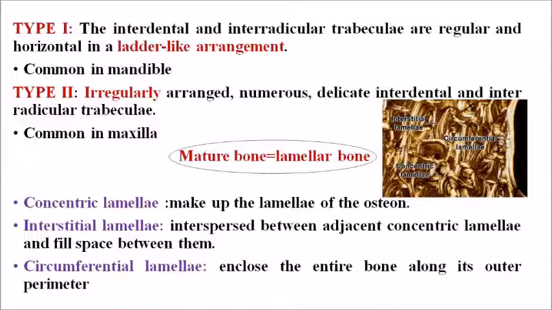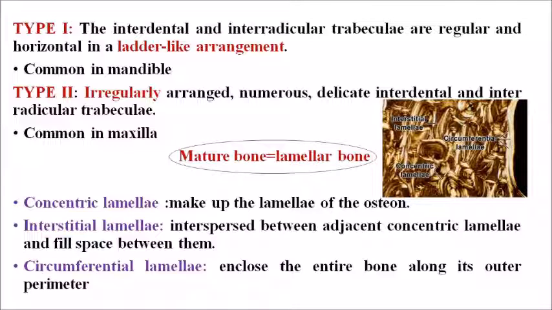Now I'll clear a doubt which I always had. What is lamellar bone? A lamellar bone just means mature bone. It can be compact bone, it can be cancellous bone. A mature bone has lamellar arrangement and hence it is known as lamellar bone. Okay, see the figure, there are three types of lamellae: concentric lamellae, interstitial lamellae and circumferential lamellae. What is concentric lamellae? This makes up the lamella of the osteon. Osteon is the basic unit of a bone, and because of the concentric arrangement it is called the concentric lamellae.